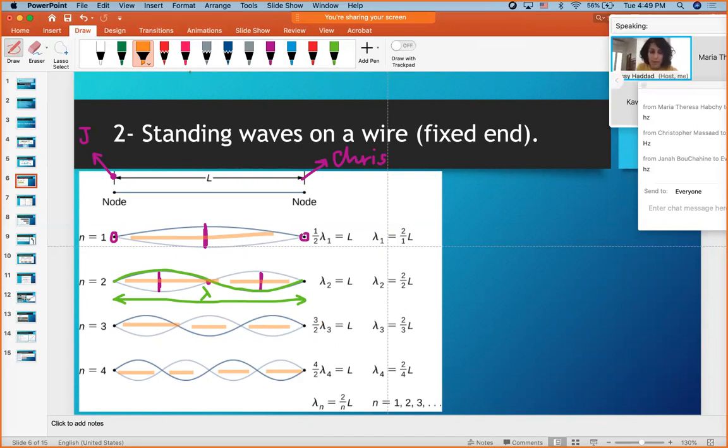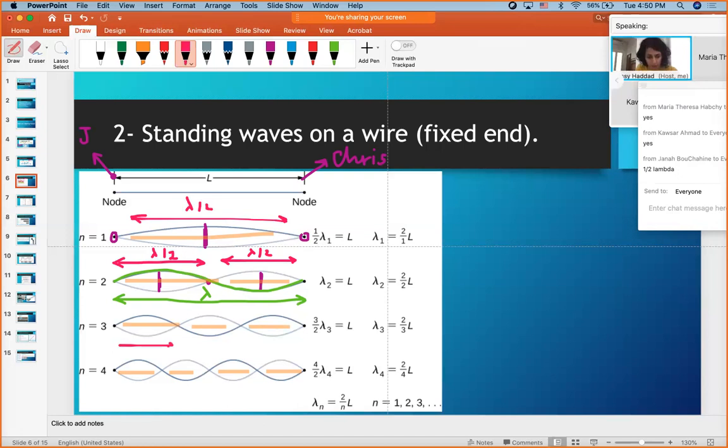And probably I can ask you in this case, if the whole thing is one lambda, how long is one loop? It is half a lambda. So is that half a lambda as well? So let's assume that all the loops are half a lambda.